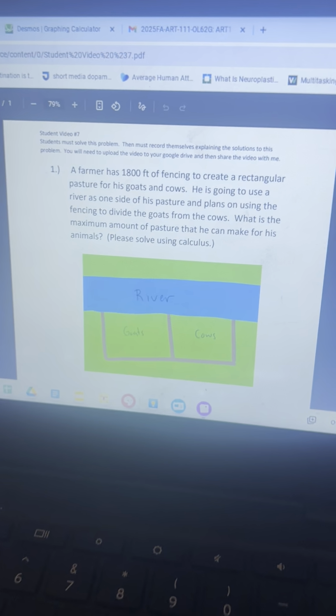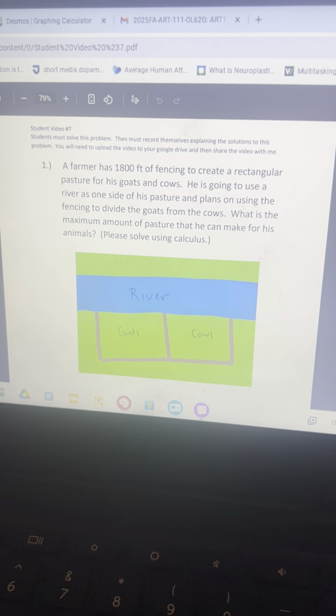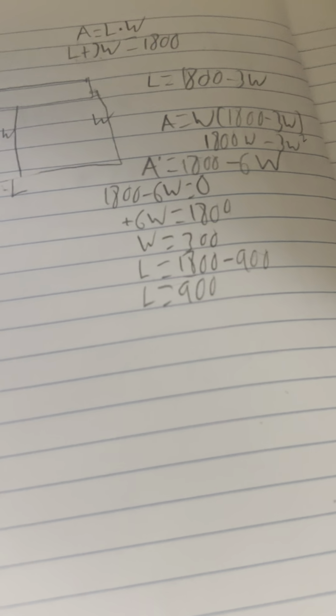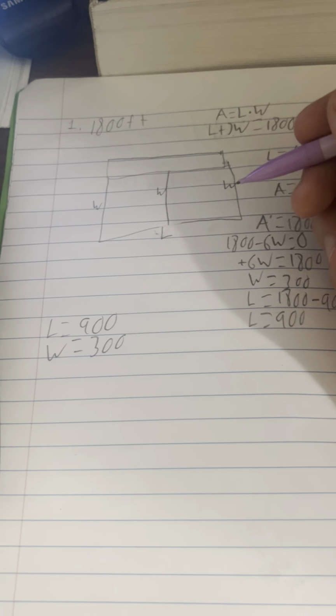It says, what is the maximum amount of pasture? So we've got to multiply the length times the width, but these are the dimensions here. The length would equal 900, and then the width would equal 300. I don't know why it's so out of focus. There we go. All right.